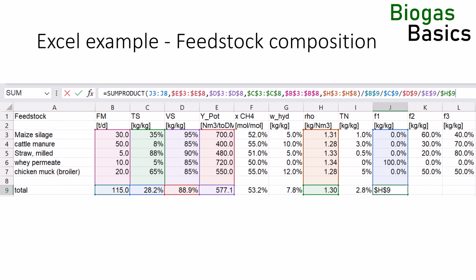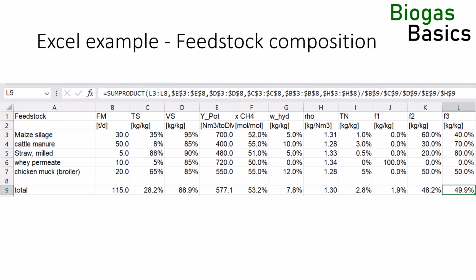We repeat the calculation for fraction 2 and 3. Roughly half of the biogas potential comes from the slowly degradable fraction 3, and the remainder, 48.2%, from fraction 2. In the next slide, we will continue the Excel example and balance the primary digester and eventually the whole AD plant.